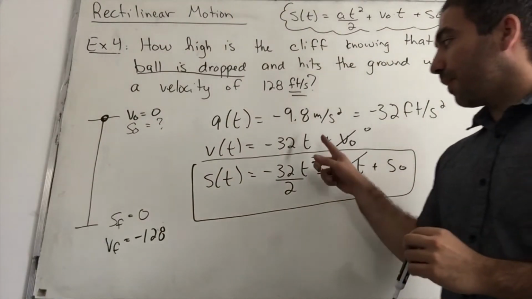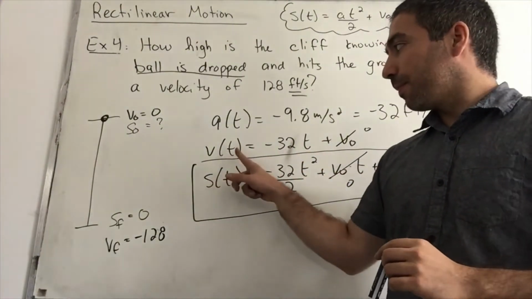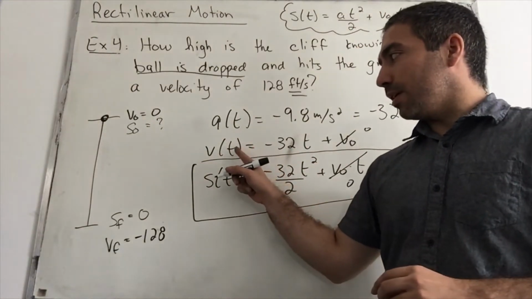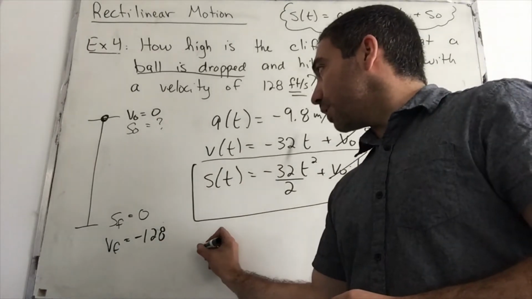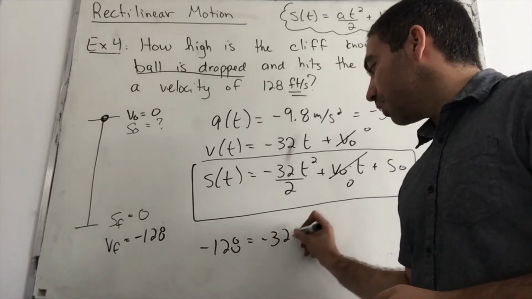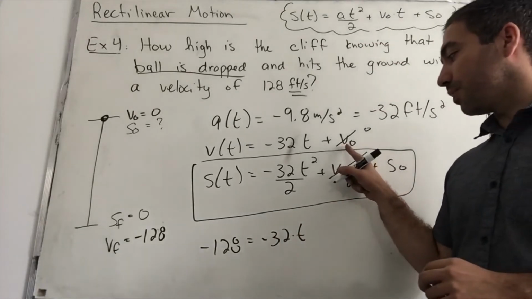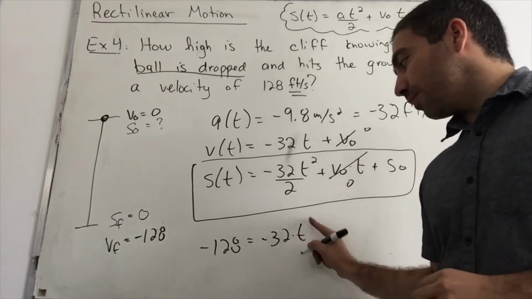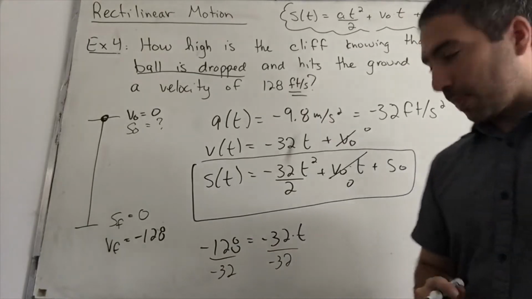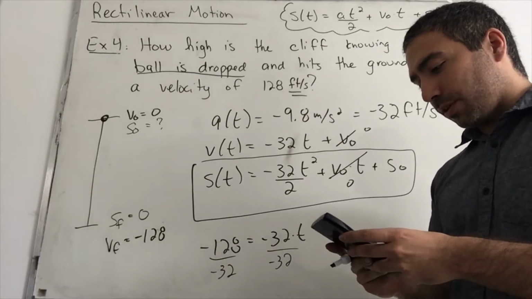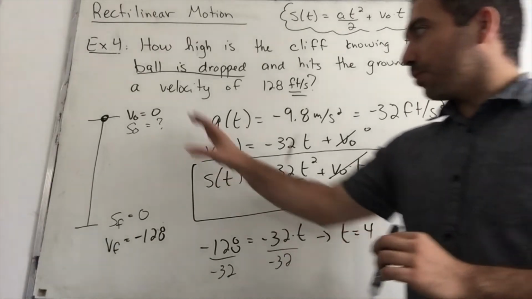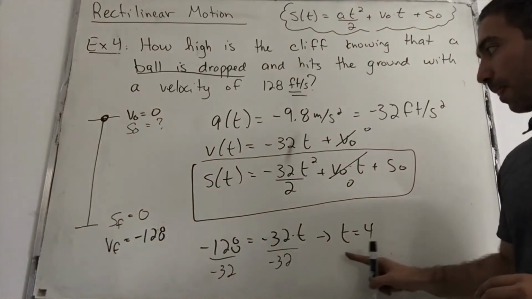So what we could do is find the time using the velocity function. We know that v of t is equal to negative 32 times t. Well, v of t, what's the final velocity? The final velocity is negative 128. And that's equal to negative 32 times t plus v0, which was 0, which we ignored. And now to find the time, we just divide both sides by negative 32. So negative 128 divided by negative 32 gives us 4. So this whole process took 4 seconds for the ball to hit the ground.